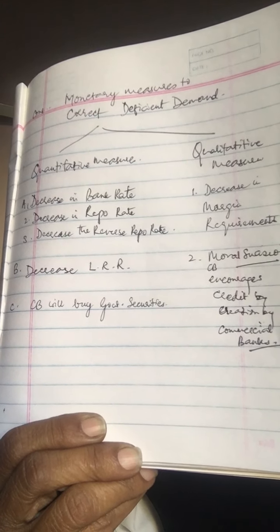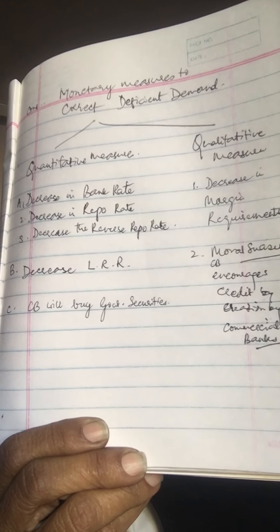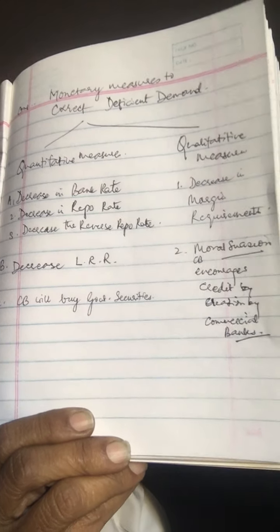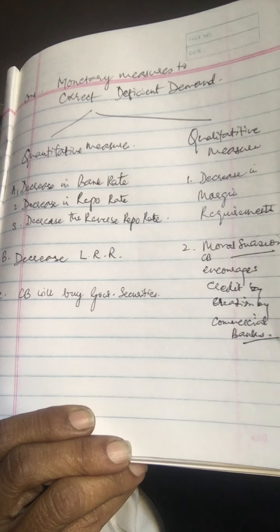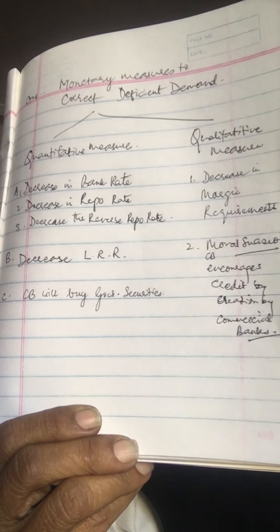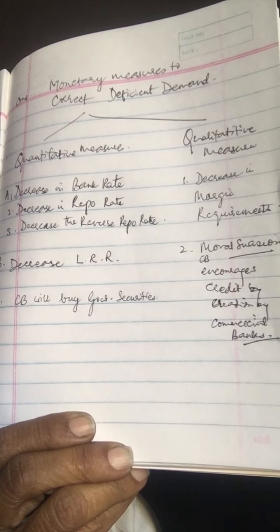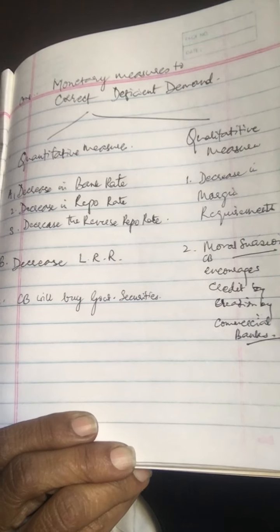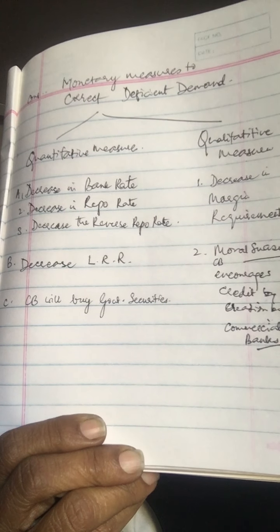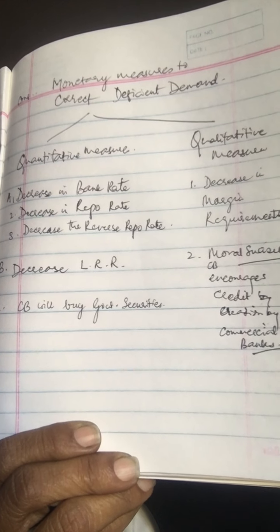So then we talk about LRR, legal reserve ratio. Now what of that? We discussed earlier that commercial banks have to maintain legal reserves in cash. There are two components of legal reserve. Cash reserve ratio is the minimum percentage of net demand and time deposits to be kept by commercial banks with the central bank. And SLR refers to the minimum percentage of net demand and time deposits which the commercial banks are required to maintain with themselves.